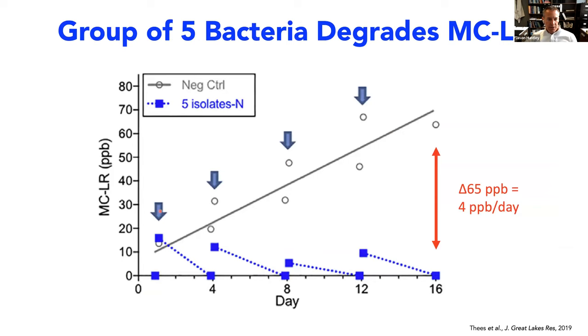Again, the blue arrows indicate when we add the toxin. 3 or 4 days later, it goes to zero. We add the toxin, it goes to zero. And in the gray is the negative control, right? This is just lake water that's sterile filtered. There's no bacteria in it. You can see the concentration keeps going up.